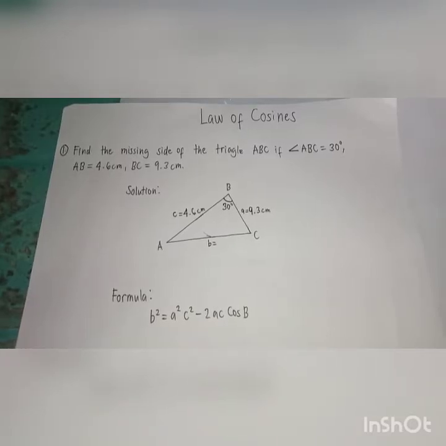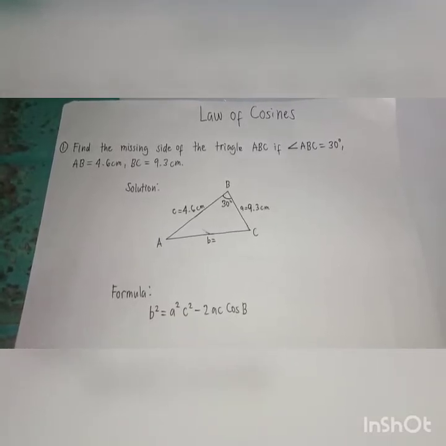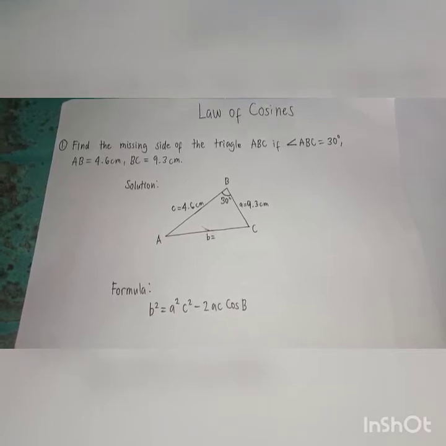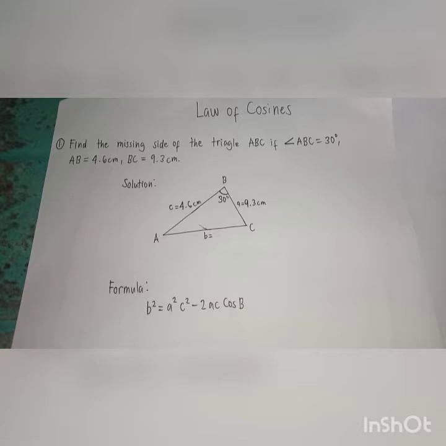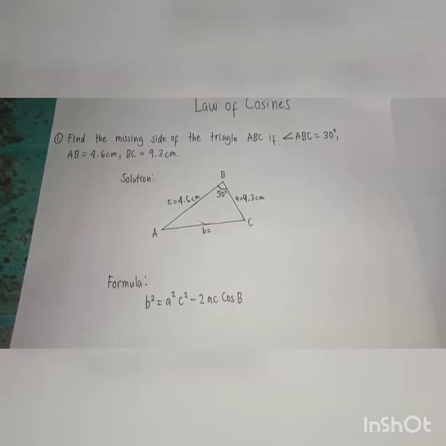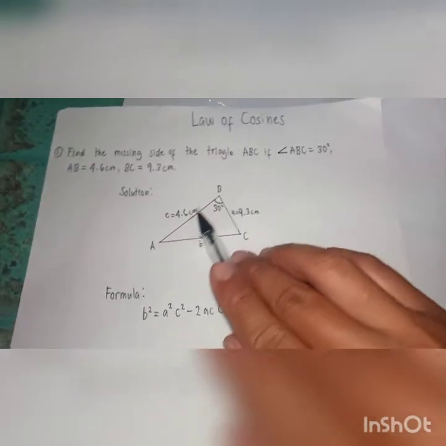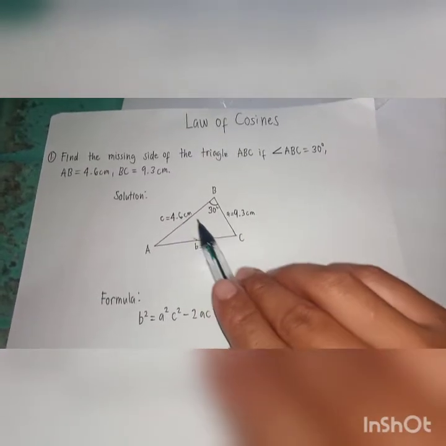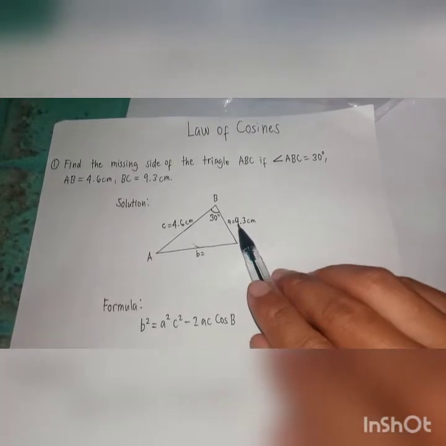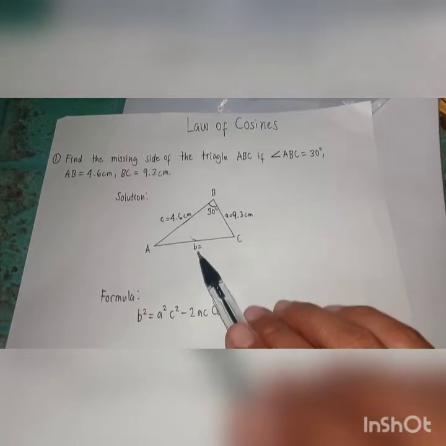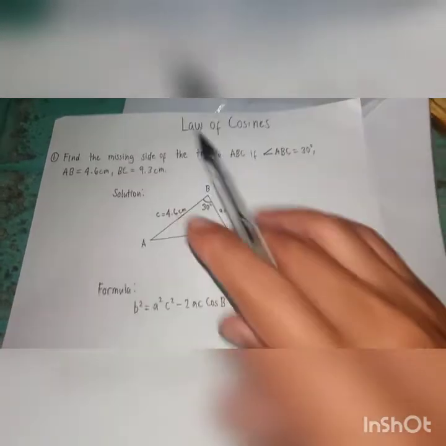So, law of cosines. Example number 1. Find the missing sides of the triangle ABC if angle B is equal to 30 degrees and AB is equal to 4.6 centimeters and BC is equal to 9.3 centimeters. So we have the solution. AB has the value of 4.6 and BC has the value of 9.3 centimeters. So let's find the value of b.